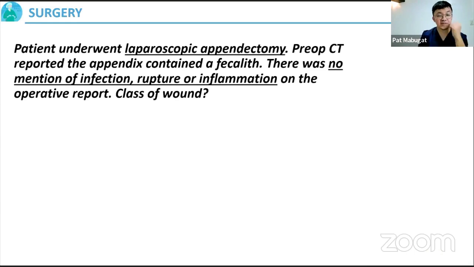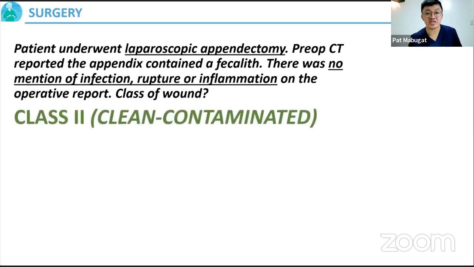Next, patient underwent laparoscopic appendectomy. CT reported the appendix contained a fecalith. There was no mention of infection, rupture, or inflammation in the op report. What's the class of wound? So we have 4 classes of wounds. We have clean, clean contaminated, contaminated, and dirty, right? So 4 classes. This question is asking which class does this case belong? So laparoscopic appendectomy, no infection, rupture, inflammation. So of the 4, what's the answer? The answer is class 2, clean contaminated.